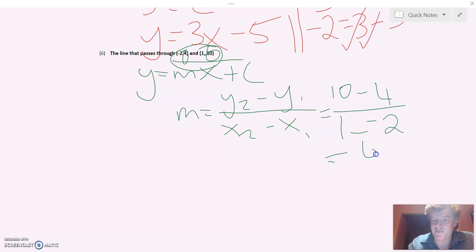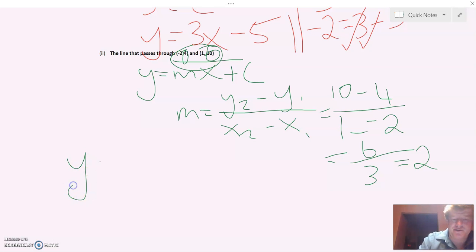10 minus 4 is 6. 1 minus negative 2. So that's a negative, so subtracting in the negative direction is a positive. So 1 plus 2 is 3. So the gradient is 6 divided by 3, which equals 2. So now we've got the start of that. We can start to put together the rest of the rule. We can say we now know it's y equals 2x plus c.